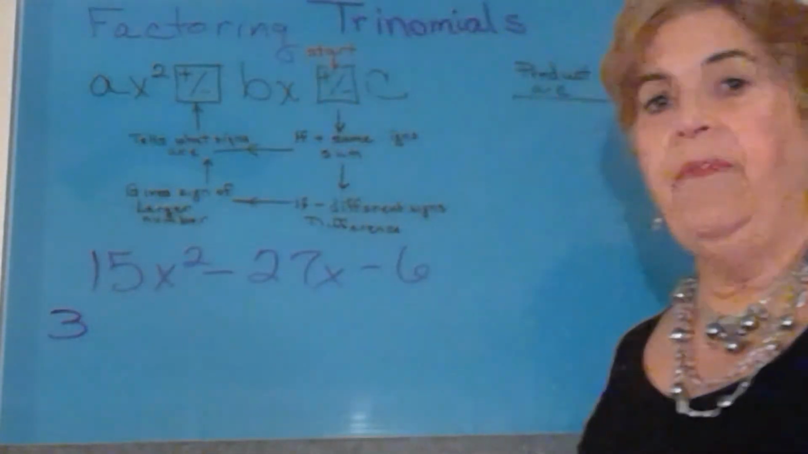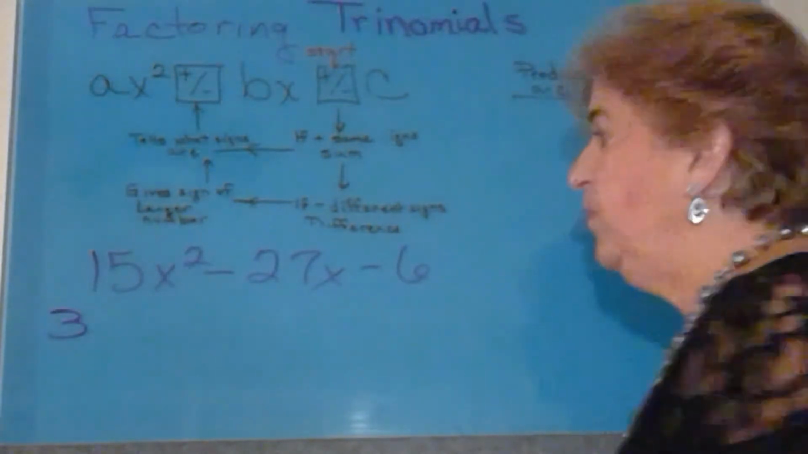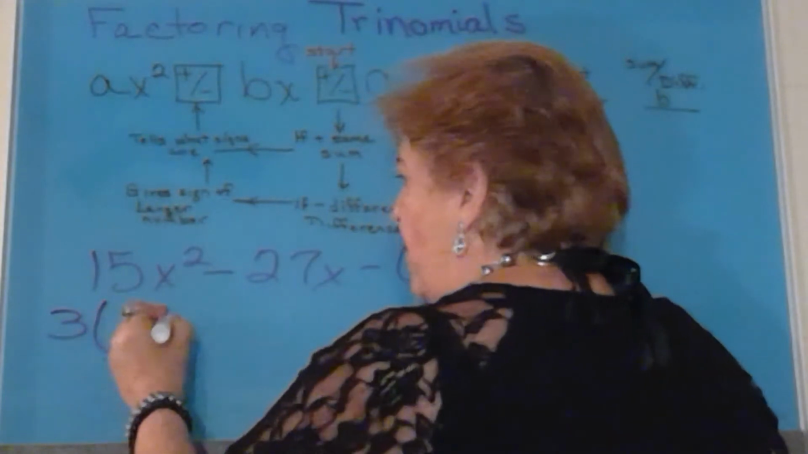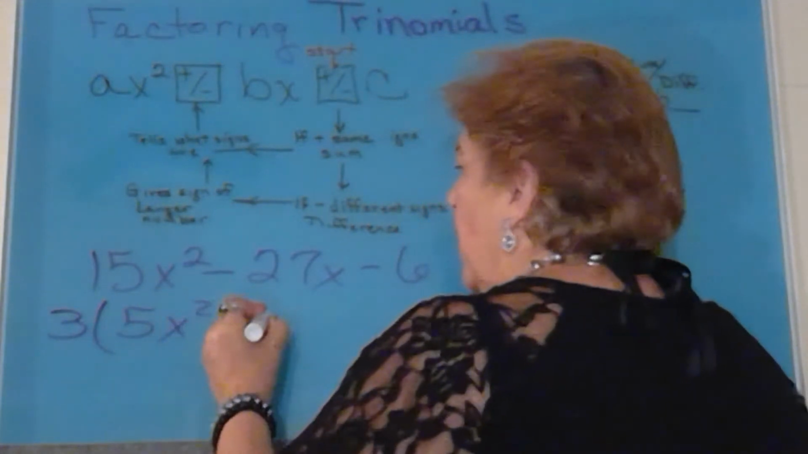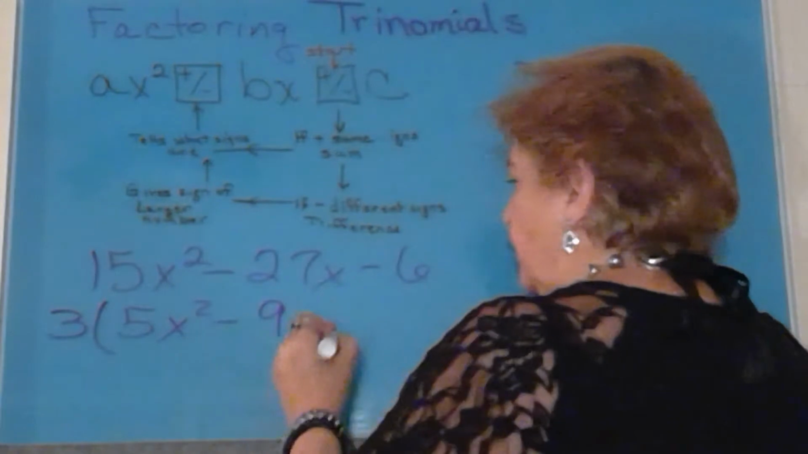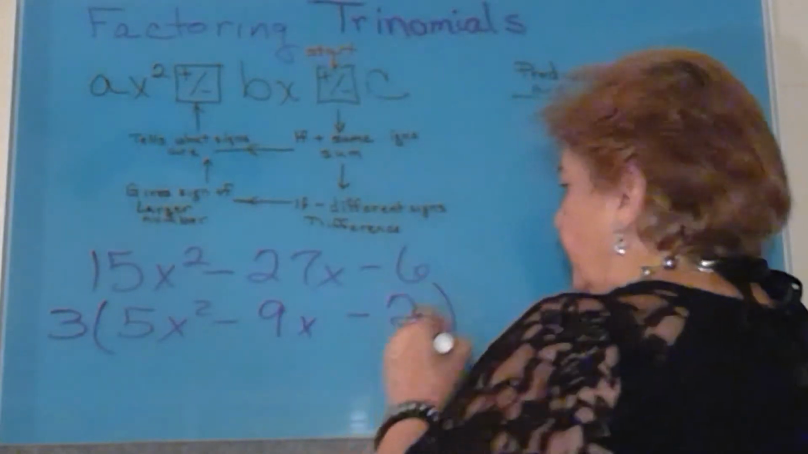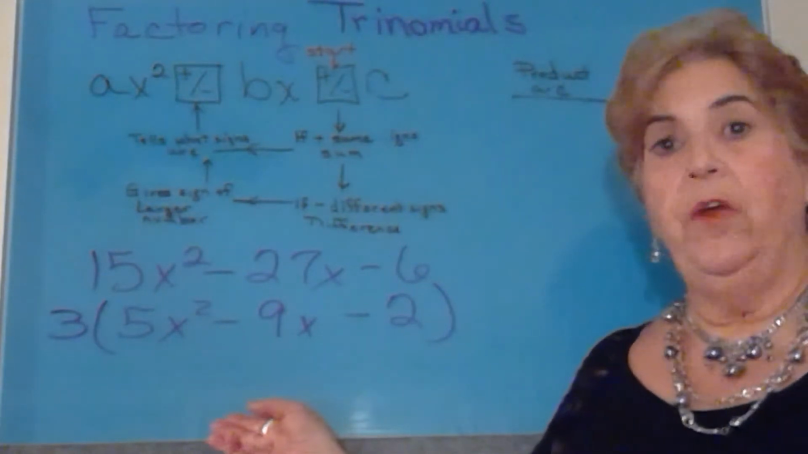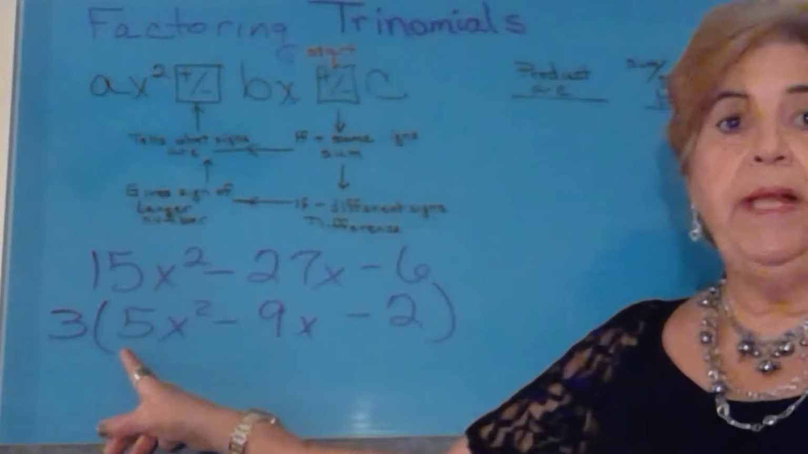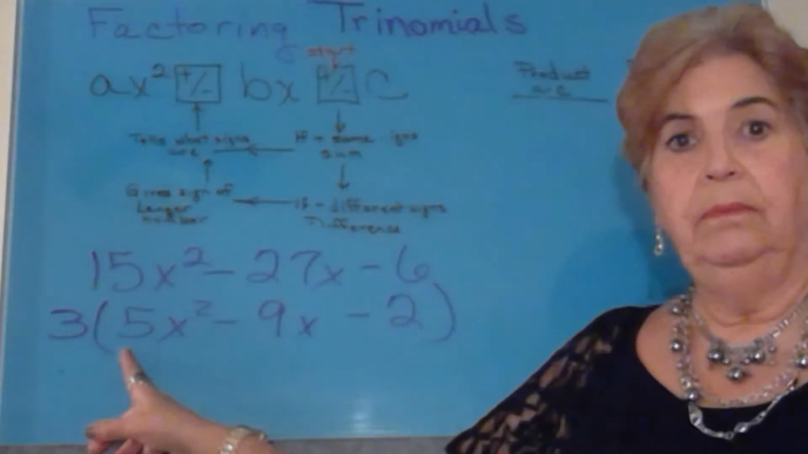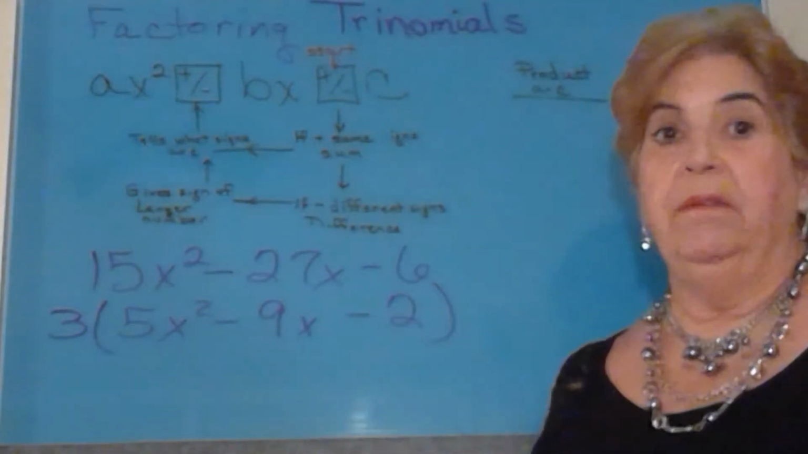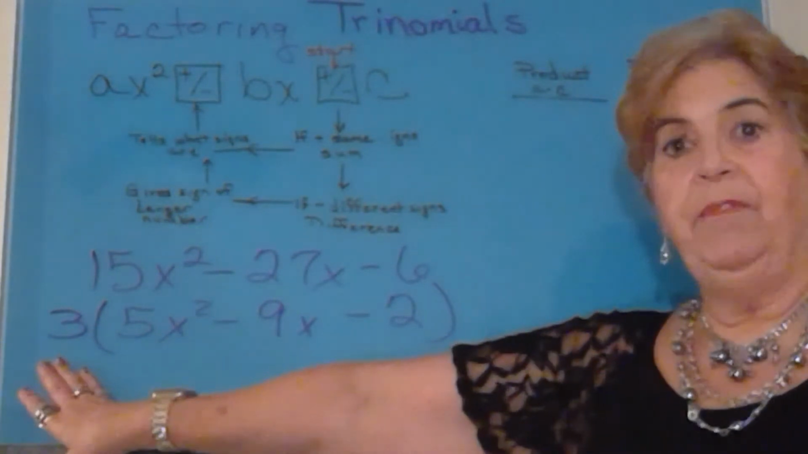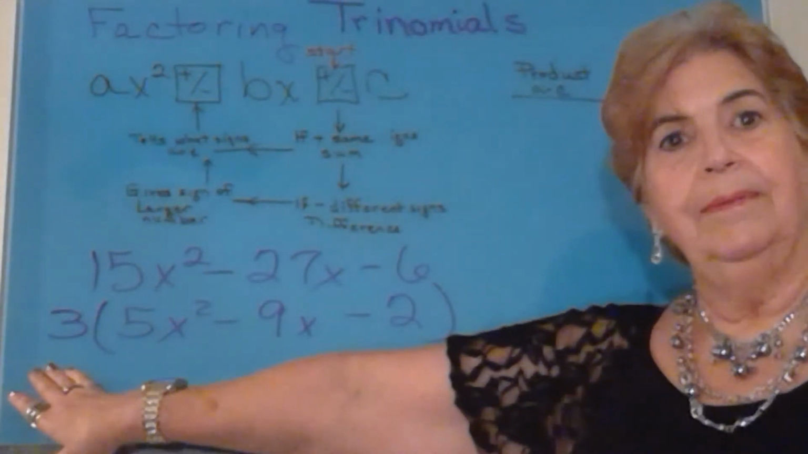You can't get rid of that. That's one of the factors, so you leave that out front. And when I divide that out, it gives me 5x squared minus 9x minus 2. Now, although I have a trinomial that still has a number in front of the x squared, the numbers are going to be a lot easier to work with. So when you can take out a greatest common factor, make sure you do that first.